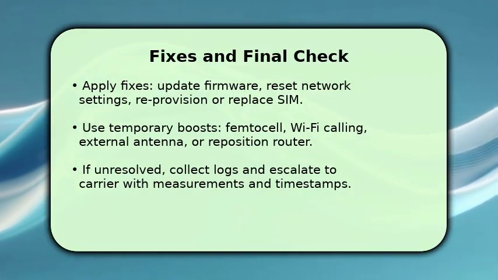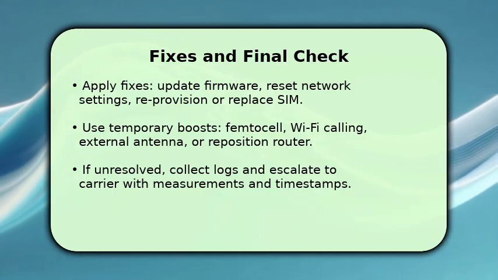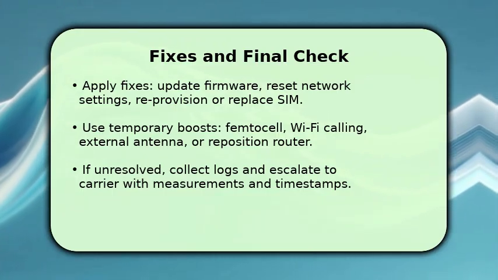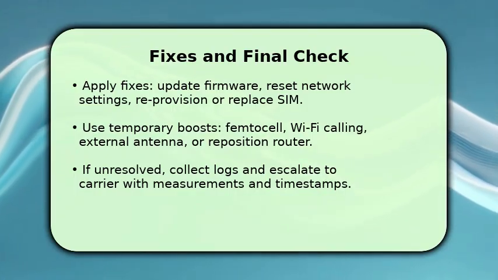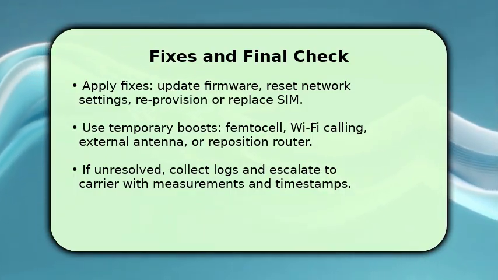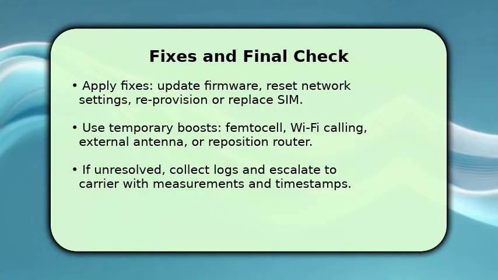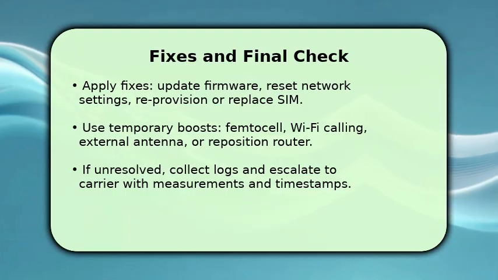Update firmware, reset network settings if persistent configs are corrupt, and reprovision or replace the SIM when provisioning issues appear. If coverage is weak but everything else checks out, enable Wi-Fi calling, install a femtocell, or use an external antenna and reposition the router or device to a higher, clearer spot.